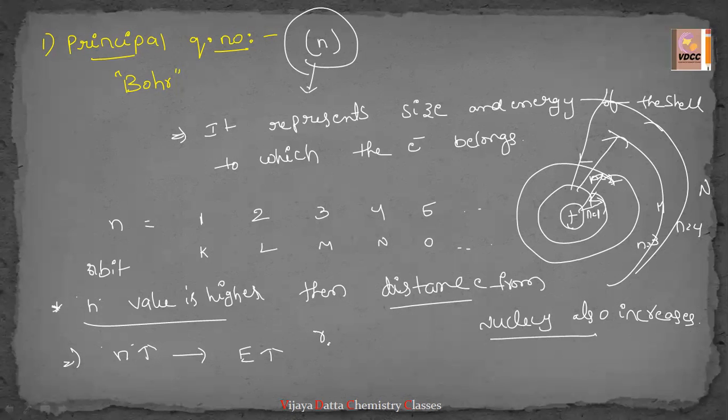What we know according to Bohr is Rn equal to 0.529 into n square by Z angstroms. R1 is less than R2, which is less than R3, which is less than R4. So the radius value increases when the n value is increasing, right?